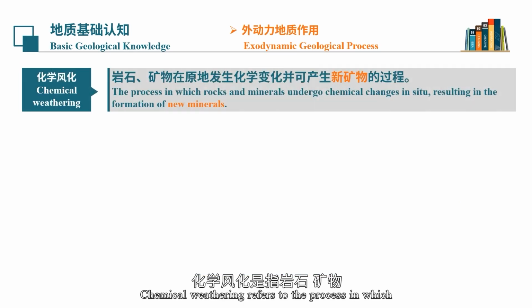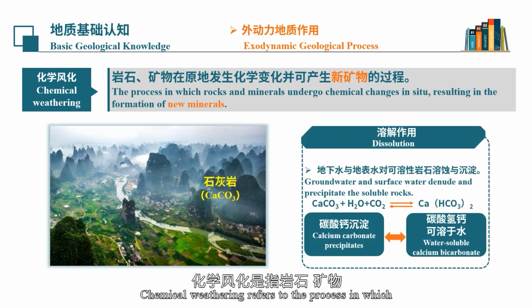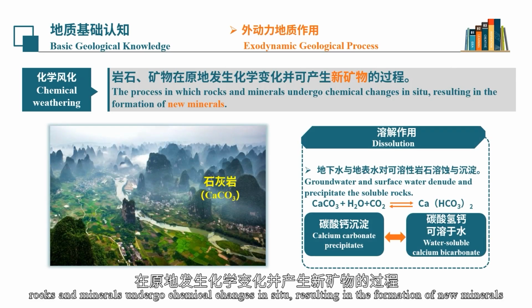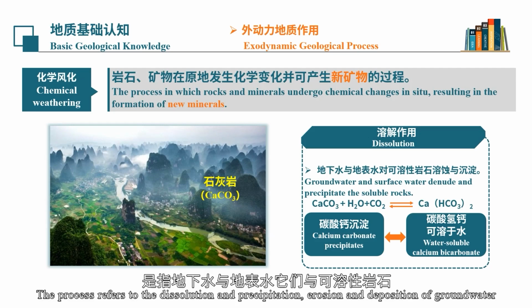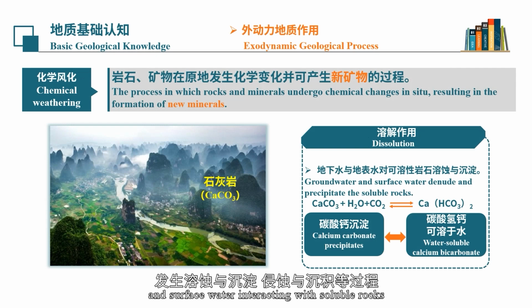Chemical weathering refers to the process in which rocks and minerals undergo chemical changes in situ, resulting in the formation of new minerals. Dissolution is a typical chemical weathering. The process refers to the dissolution and precipitation, erosion, and deposition of groundwater and surface water interacting with soluble rocks.